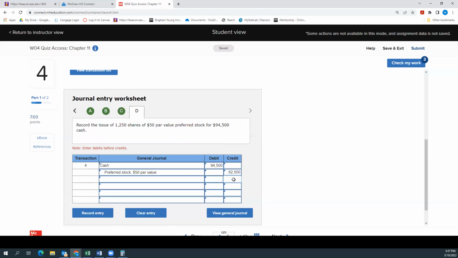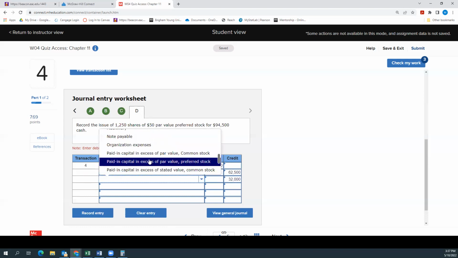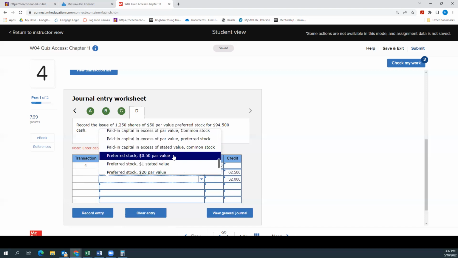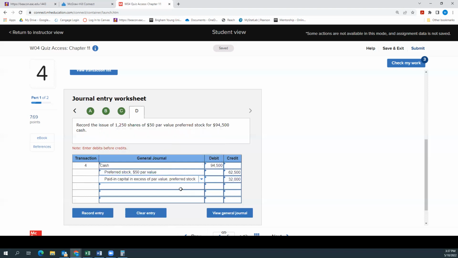So the other 32,000 must come from somewhere, and it's going to be our paid-in capital in excess of the par value on preferred stock. Just like that. So there's our 4 problems.